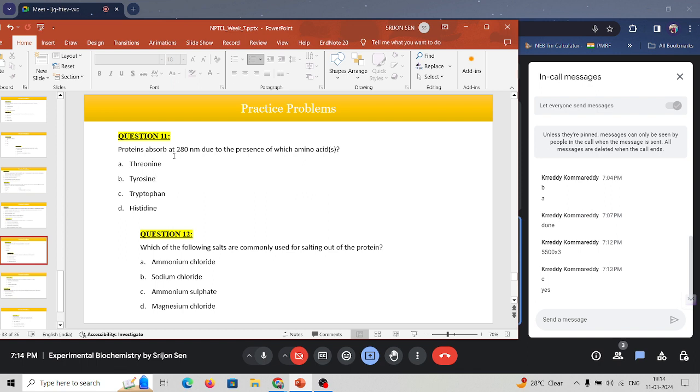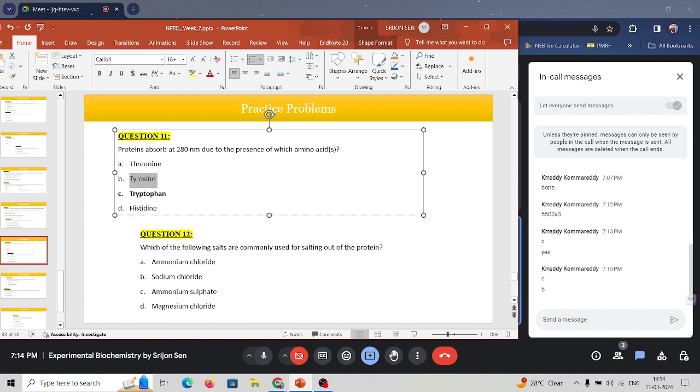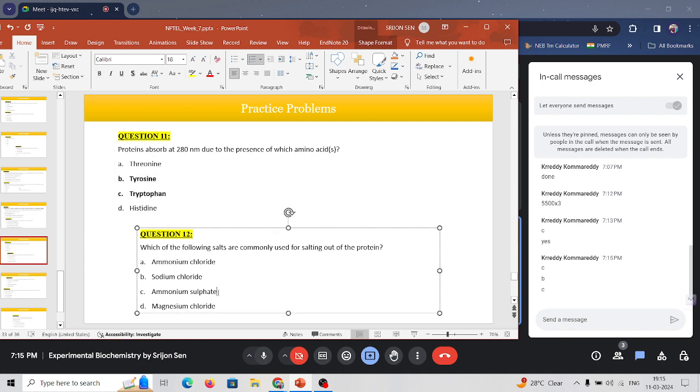Next one. Proteins absorb at 280 nanometer due to the presence of which amino acids? Another easy question. And yes, C is correct. Very good. Tyrosine, tryptophan, and phenylalanine. Okay, very good. Which of the following salts are commonly used for salting out of protein? You will get the Hofmeister series in one of my slides. But if you can remember, just give an answer. For salting out, yes, ammonium sulfate. Very good. So option C is used for the salting out.